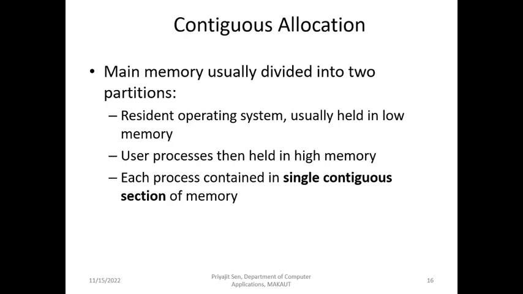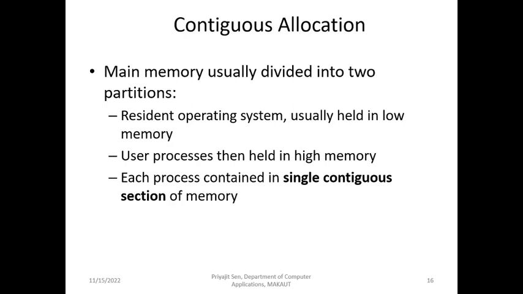Suppose your memory starts from 0 and goes up to 10 lakh. From 0 up to some particular address, it will be reserved for the operating system processes. After that location, you go for the user processes, which are held in the high memory. Generally, this happens. Each process contains a single contiguous section of memory. That means for the user processes, there will be a contiguous section.